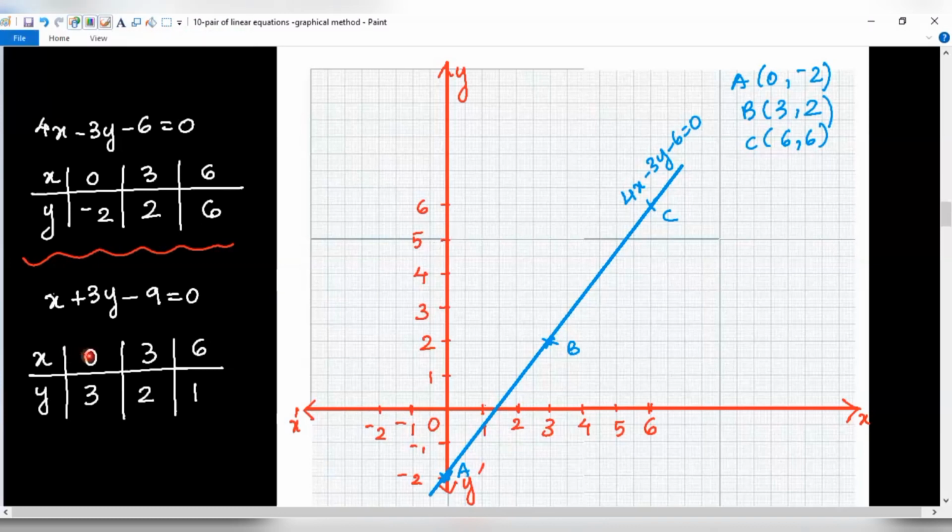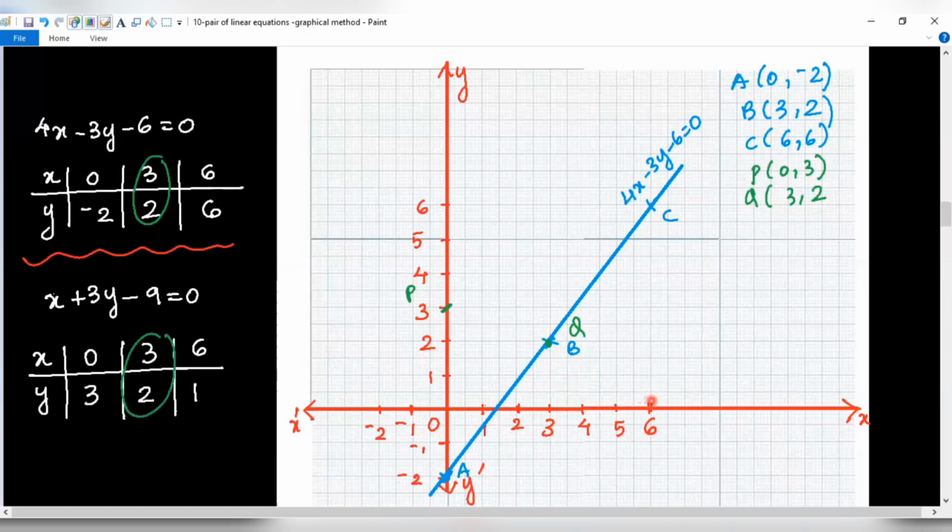Okay. See, here we have 0, 3, that is x is 0 and y is 3. This is the point, no? So let us take it as P. P is (0, 3), and (3, 2), x is 3 and y is 2. So it's the same point, Q. Q is also (3, 2). See, from here itself we know this is the solution, right? (3, 2) is common for both.